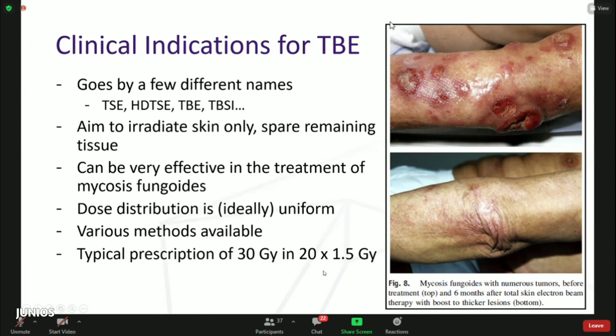So it is really an important treatment option for those who might not otherwise have any options, especially when this is widespread throughout the whole body. So the dose distribution is ideally uniform, and there are various methods available by which you can deliver this TBI. A typical prescription for TBI is 30 gray in 20 fractions of 1.5 gray. I've seen a few variations, but that one seems to be the most common.